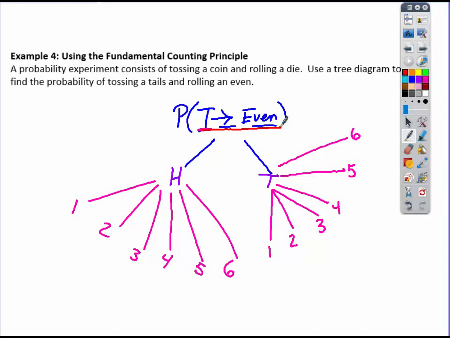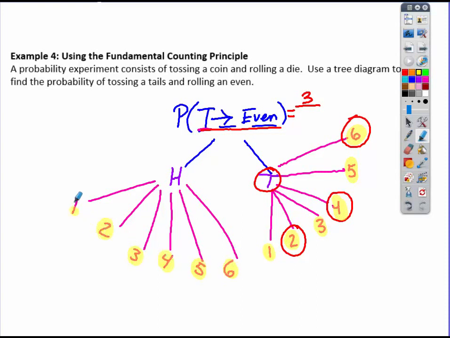All right, I want to get tails, so I have to go to here. Then I went even, so how many outcomes do I have that are actually tails followed by an even? Well, there's 1, 2, 3. So I have 3 desired outcomes over my total. So I go through and count how many total outcomes are actually possible: 1, 2, 3, 4, 5, 6, 7, 8, 9, 10, 11, 12. All right, so I have 3 over 12. And of course, you guys should know this reduces down to 1 over 4, the same as 25%.